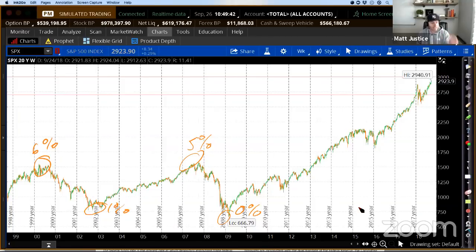Everybody talks about the ammunition that the Fed has to stop bear markets. Next time, 0 interest rates doesn't get it done. Quantitative easing 4 doesn't get it done. You got to go negative next time.